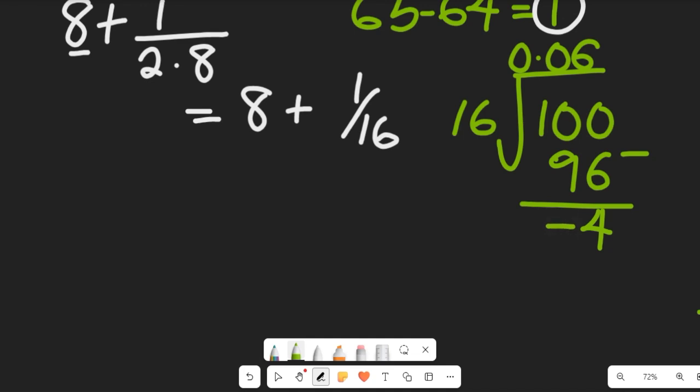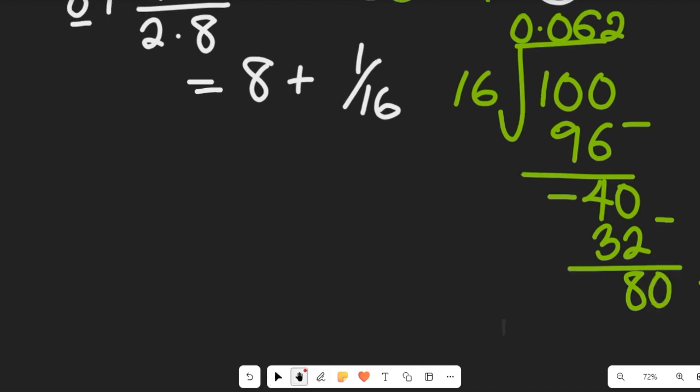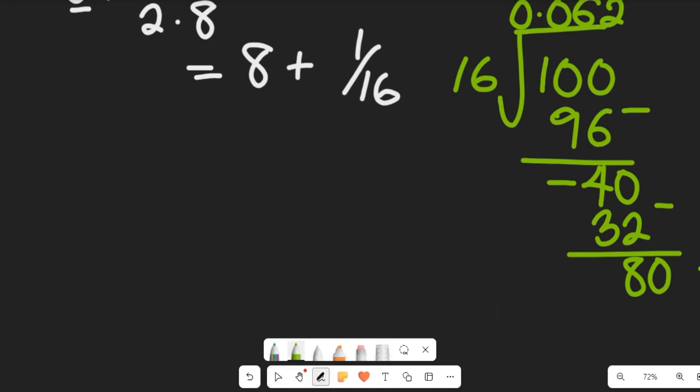4 divided by 16 is not possible, so we add a 0 here. 40 divided by 16 gives us 2, right? 16 times 2 gives me 32. If you subtract, you get 8. 8 divided by 16 is not possible, so we put a 0 here. Then 80 divided by 16 gives me 5. We get a perfect value. 16 times 5 gives us 80, and if you subtract this, you have 0.